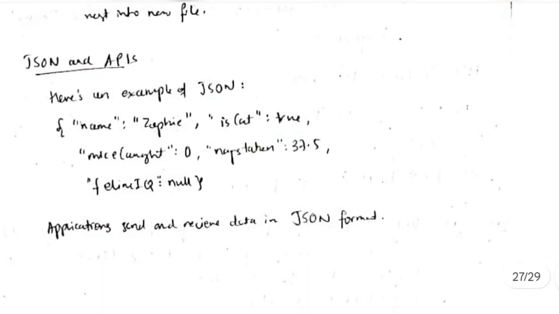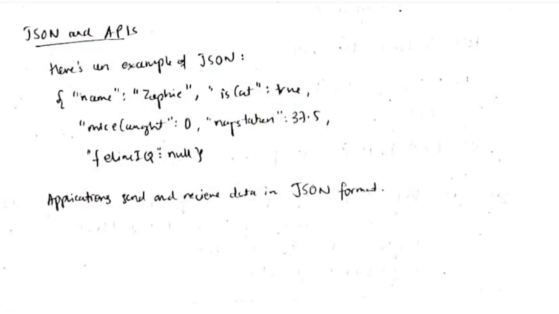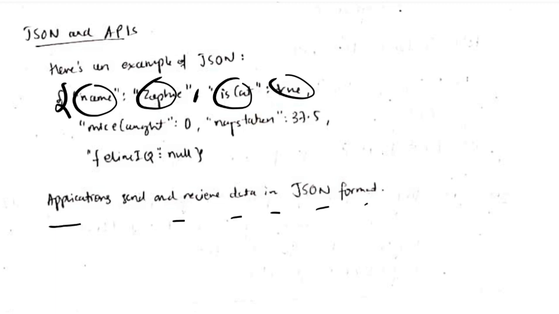And after that let's discuss the JSON and the API. JSON's example is like this. Here will be the key, here will be the value, comma separated key and value, and it will be in between the opening and the closing braces. Okay, applications send and receive data in JSON format.